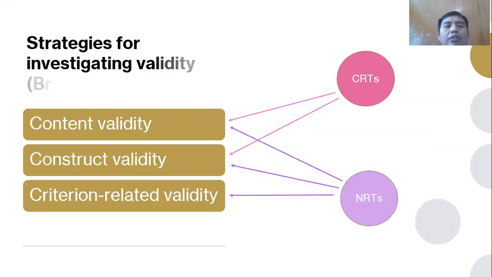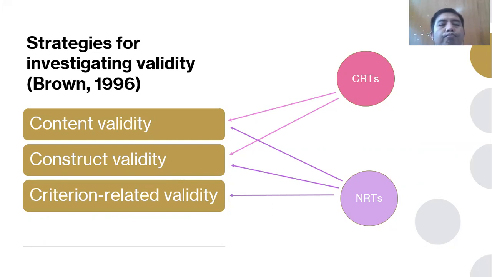So how do we know if our CRTs are valid? Traditionally, there are three strategies for investigating validity, namely content validity, construct validity, and criterion-related validity. Actually, there is another one called face validity, but I don't think that's relevant to the discussion, because face validity is a matter of judgment from the test takers. So I will just talk about these three strategies.